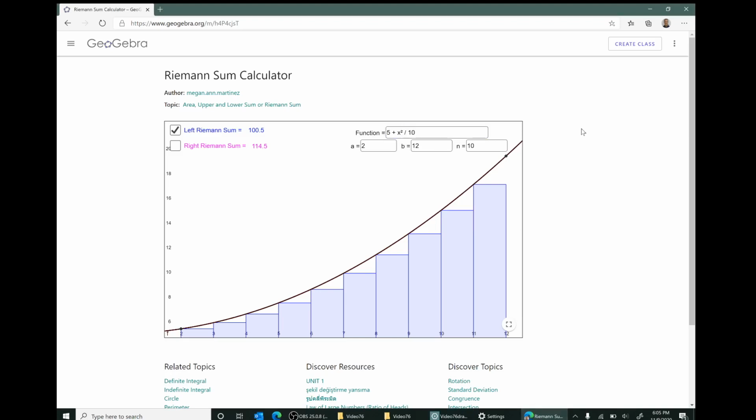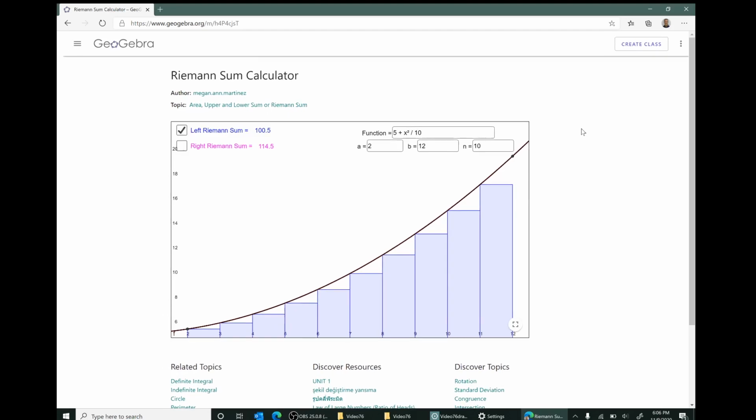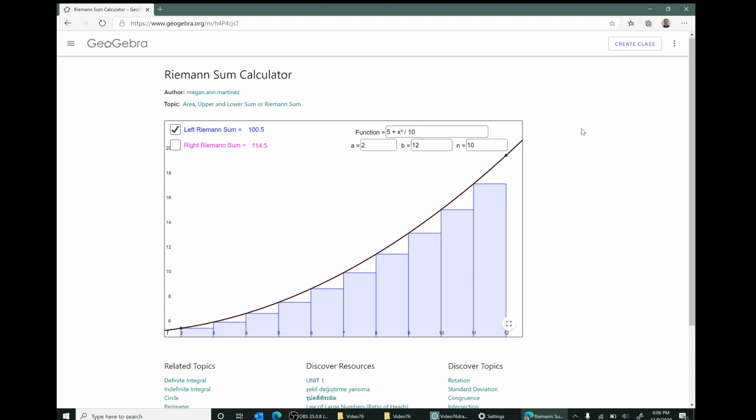Now you see that Riemann sums calculator page. I don't have a way of writing on this page. Maybe I can move my cursor. You can see that I've typed the function 5 plus x squared over 10 in this box, and I've typed the endpoint a equals 2 in this box, and b equals 12 in this box, and the number of intervals 10 in that box. And you see that the answer is the left sum is 100.5.